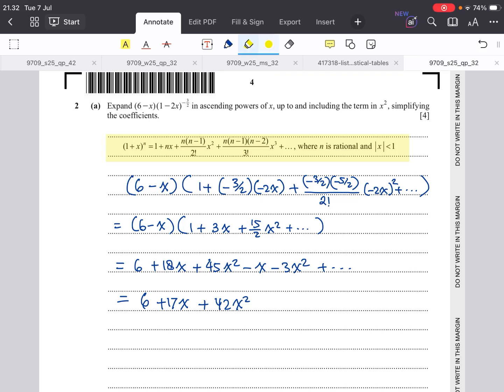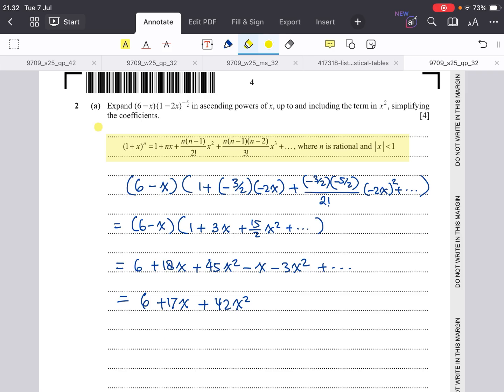So in order to expand this expression, (1 - 2x)^(-3/2), we can use this formula. This formula is given in the MF19 formula list. You can see it from that booklet.